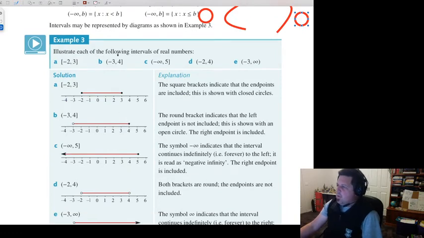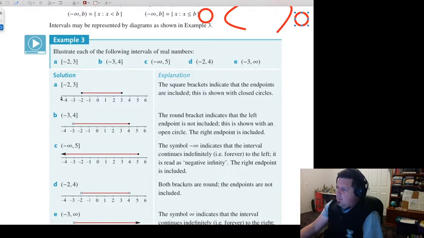Let's have a look here. It says illustrate each of the following intervals of real numbers. We want to show on a number line the numbers between -2 and 3. Notice it's got the square brackets, so it's including those values. So have a think about whether we use an open or closed circle. Good, you were paying attention. We use a closed circle, as I just spoke about, because the square brace is including it.